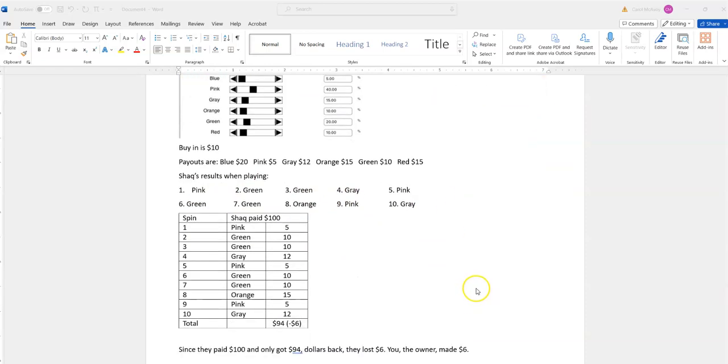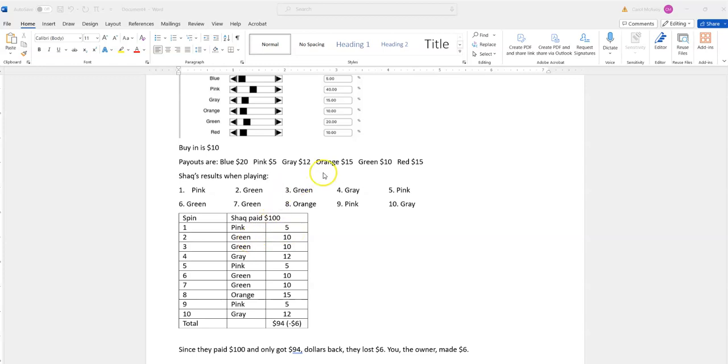You go in and you say, okay, Shaq paid $100. Why? Because he played 10 times and it was $10 a game. It's 10 times whatever your buy-in is, that's what they paid. And then the payouts are given up here. So when he spun pink, that's a $5 payout. So you would say number one, he got pink, that's $5.